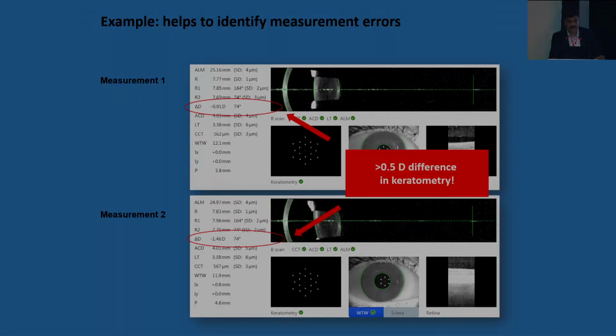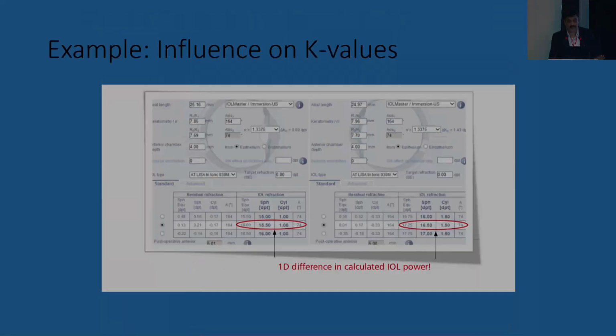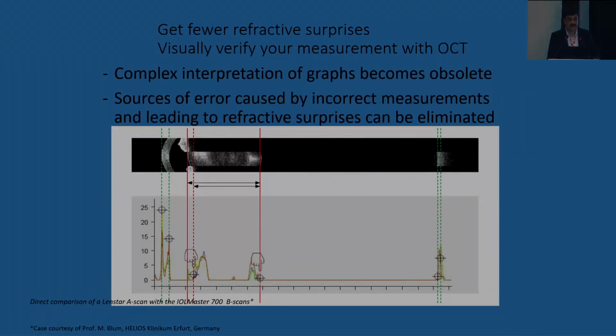See, if you look at the keratometry also, more than 0.5 diopter difference in keratometry means the measurement was not taken properly. Also, if you see a 1 diopter difference in the calculated IOL power, that means you have not done it perfectly, and you have to do it again.